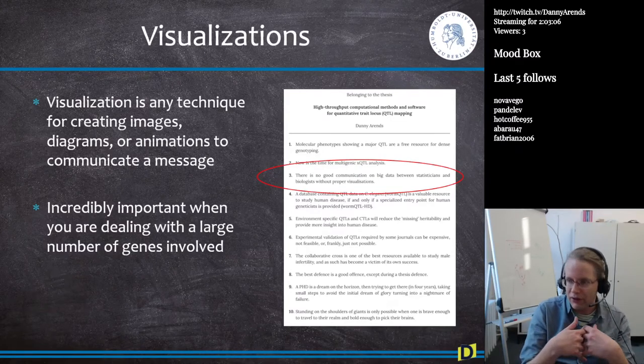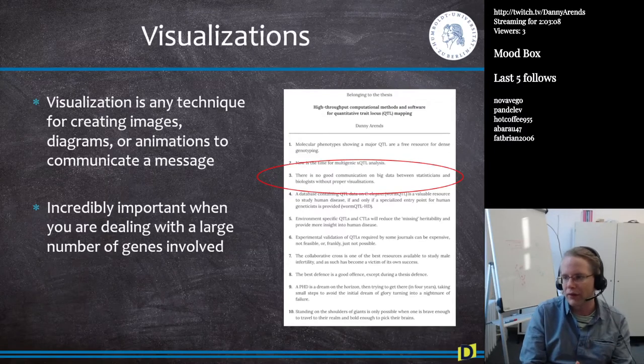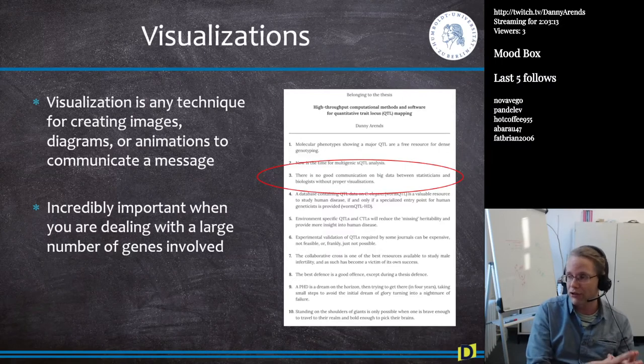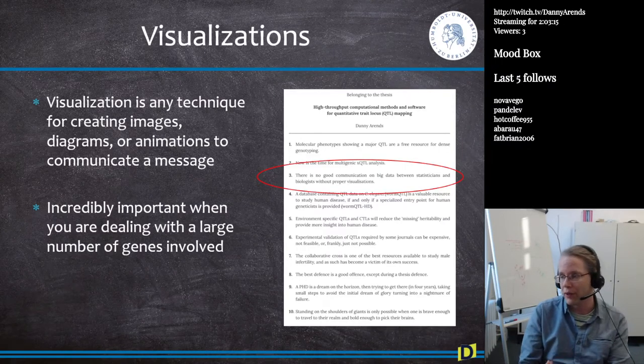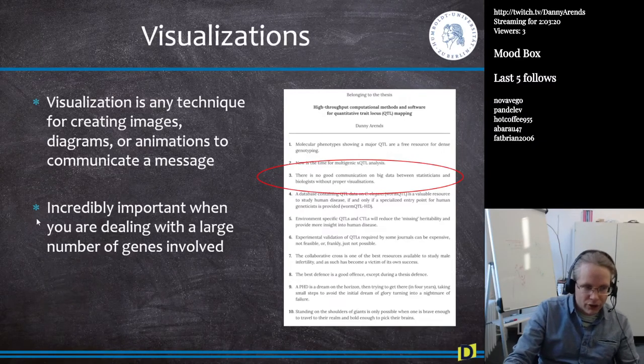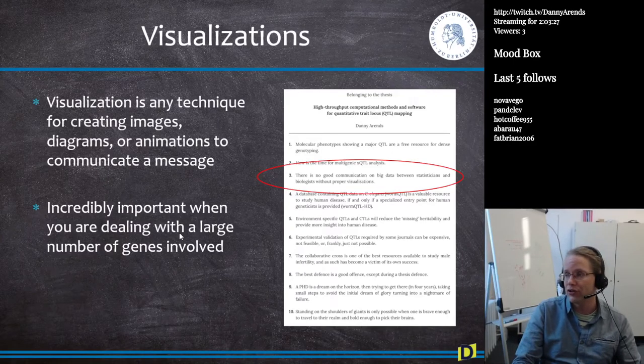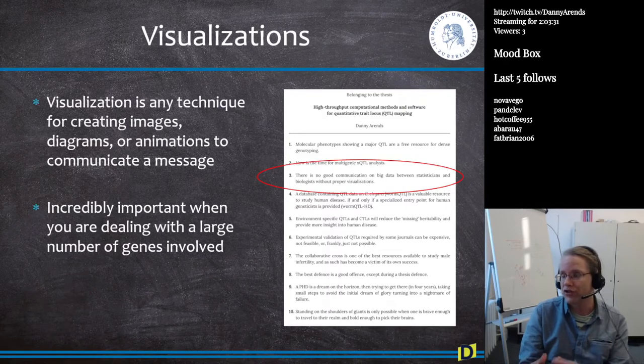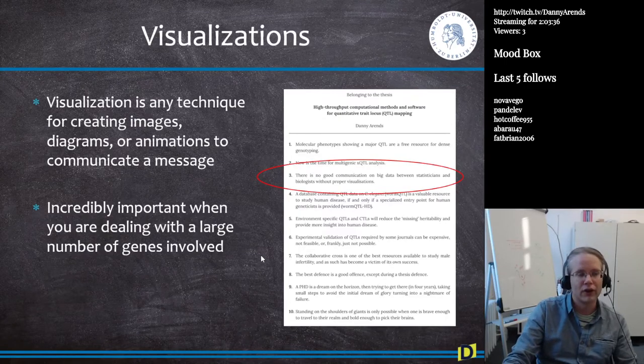Right, so you need to create images or diagrams or animations to communicate your message as a bioinformatician or as a statistician to other people, for example, biologists. Of course, this becomes incredibly important when you're dealing with a large number of genes. If I have 150 genes which are differentially expressed, then how do I communicate which genes those were and how much differential expression I saw?